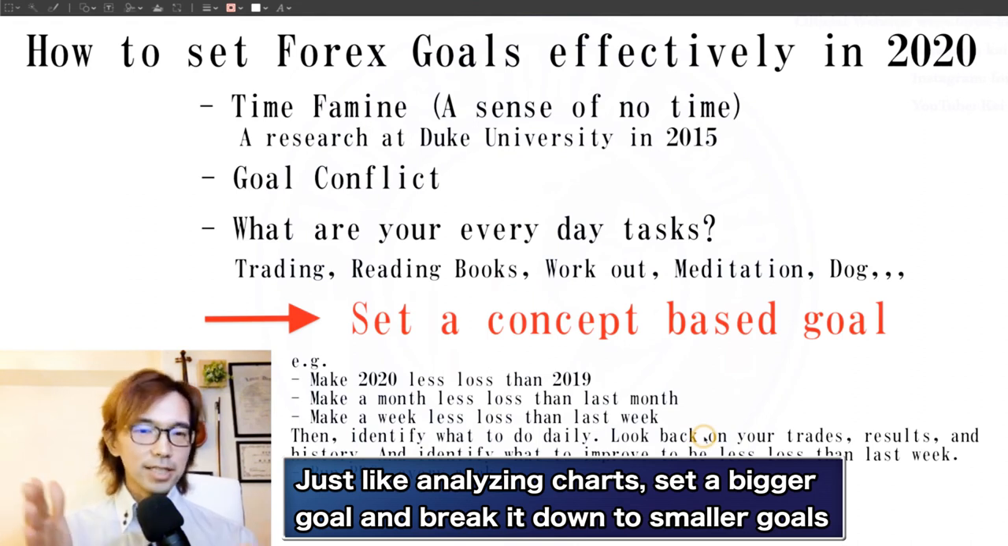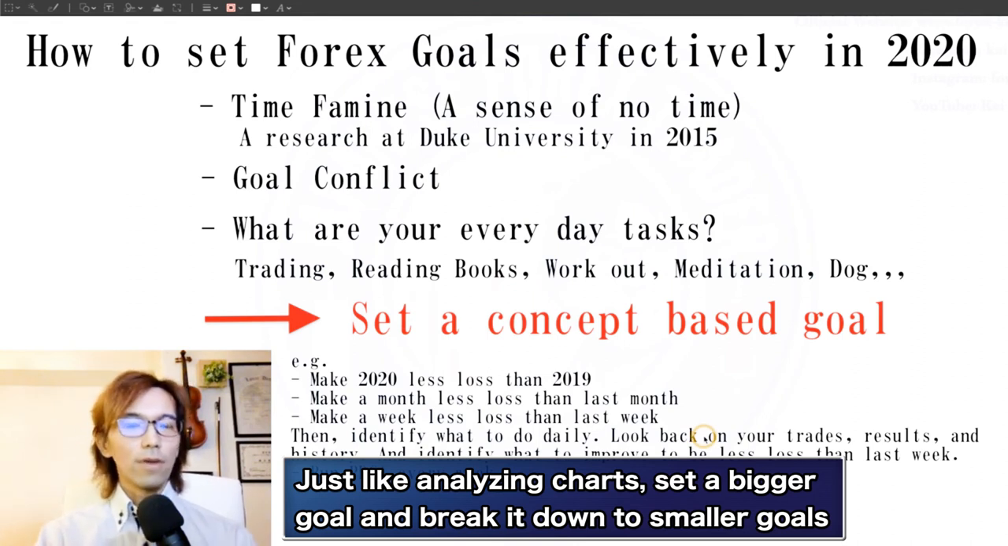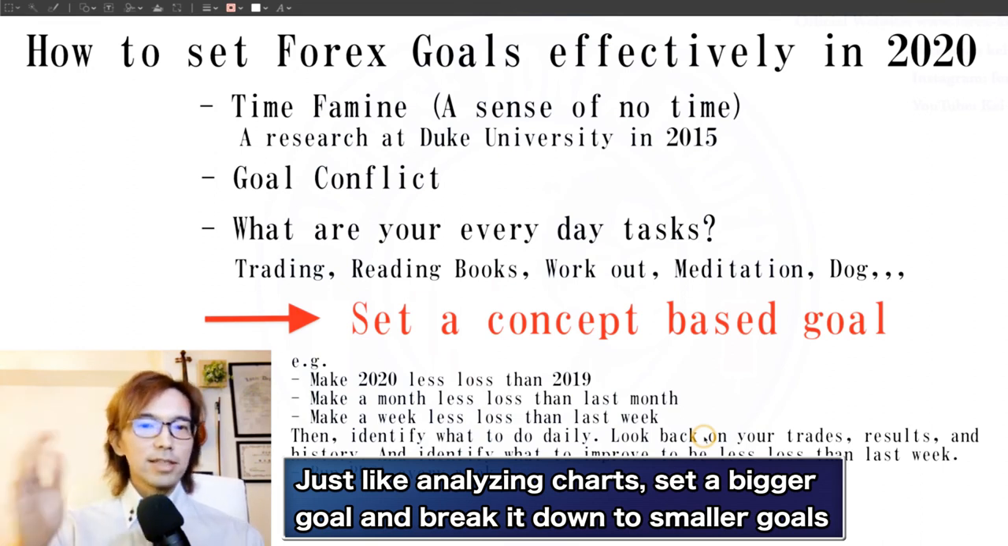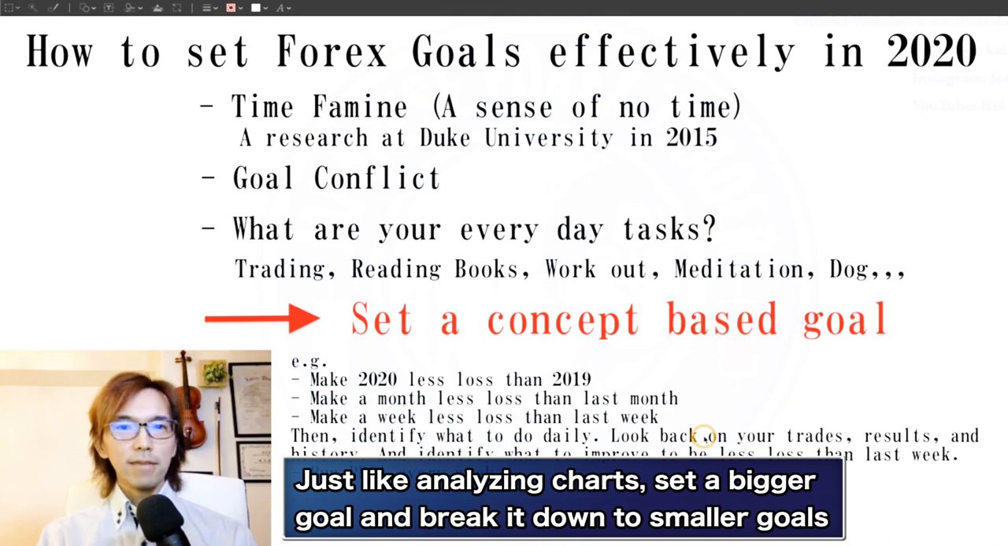You can always adjust. By the end of the week, maybe Saturday or Sunday, you can look back at the trades of the week. Then you look back at your own trades and spot what you can improve to have less loss than last week. Or you can put it as more profit than last week. How can I improve it? By looking at your own trade history on Saturday or Sunday, you can plan what to do next week to get more profit or to have less loss, right? In that way, you run the PDCA every week to achieve the goal of the week, and also the goal of the month, and ultimately the goal of 2020 this year.